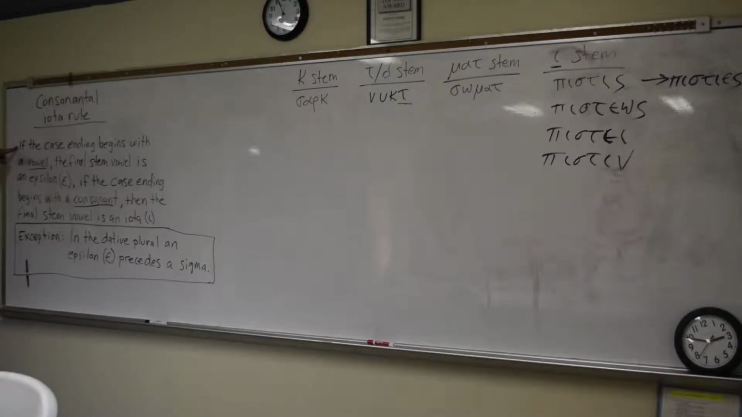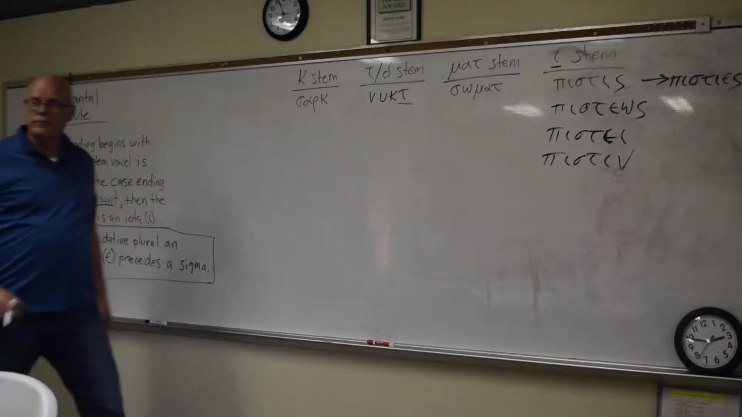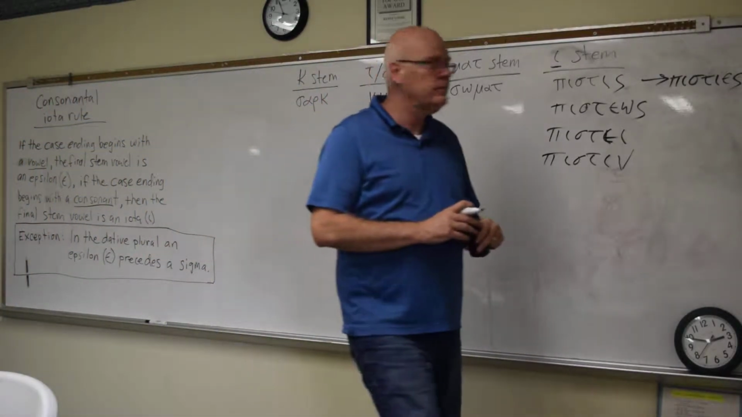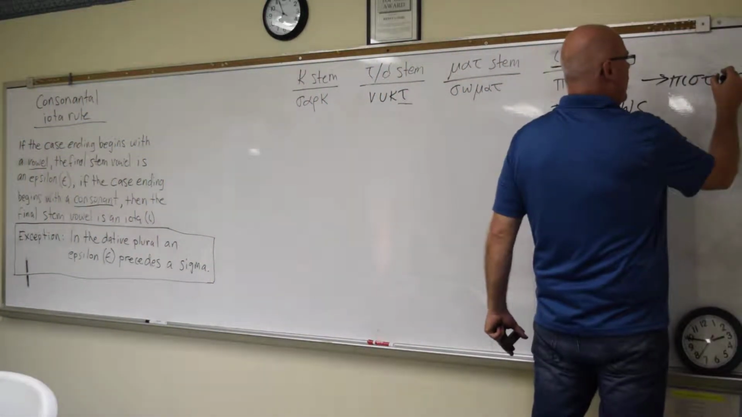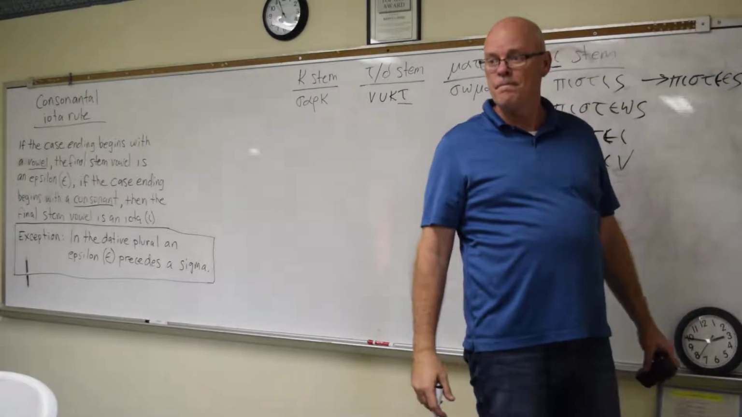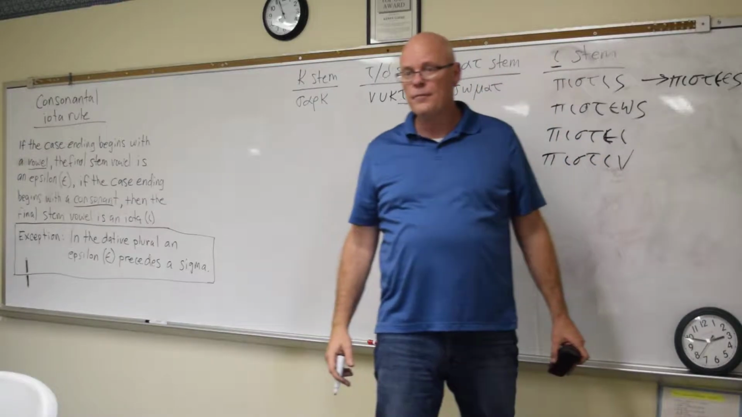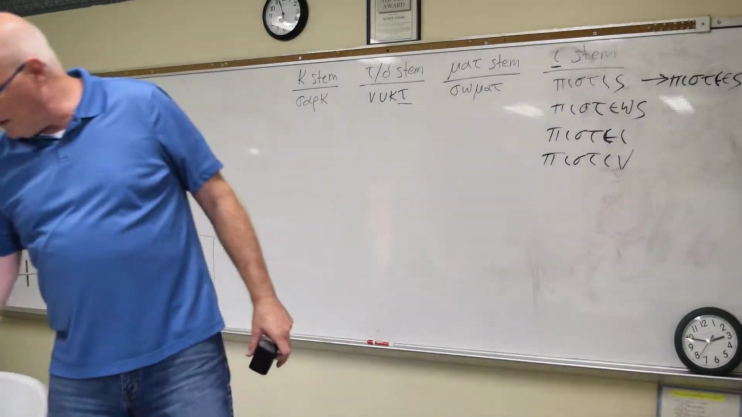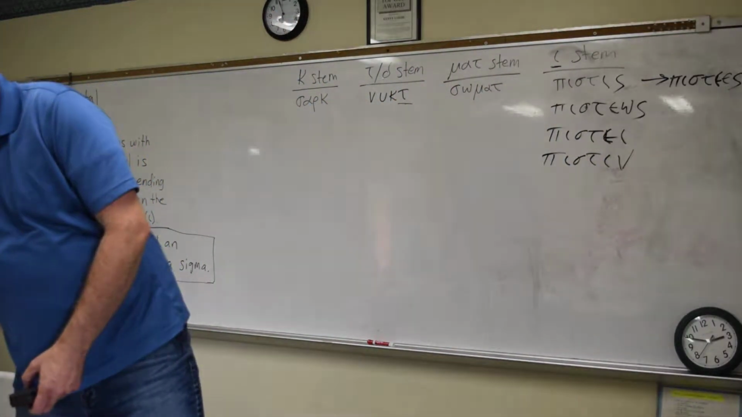Okay, let's go through it. If the case ending begins with a vowel, then the final stem vowel is what? An epsilon. Epsilon, okay. All right, so what do I do here then? You turn the iota into epsilon, which with the two epsilons would contract and become an eta, right? Or no? An eta? Okay. So then I would make it into an eta, so it'd be pistis.